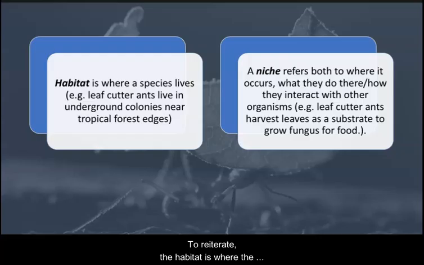To reiterate, the habitat is where the species lives. An example is that a leafcutter ant lives in an underground colony near the tropical forest edge, but that's not its niche. The niche refers to both where it occurs and how they do their thing, how they interact with members of their own species and other species. So for example, leafcutter ants harvest leaves as a substrate to grow fungus for food. And it also includes where in fact they live in these underground colonies.